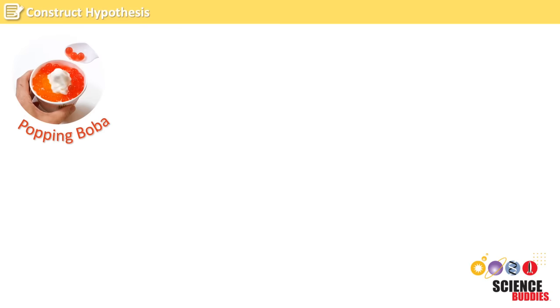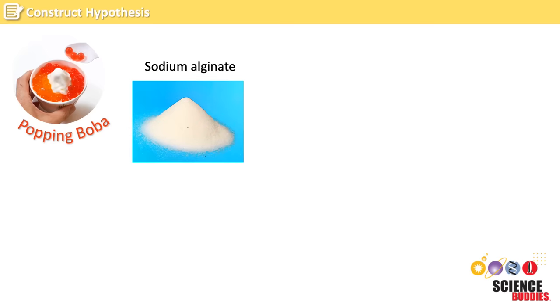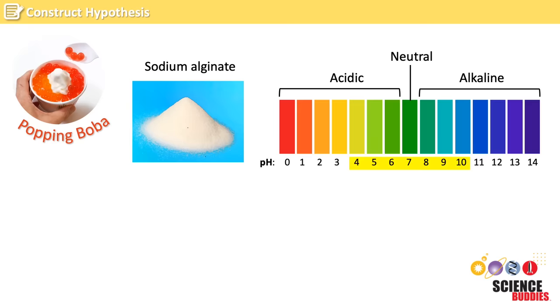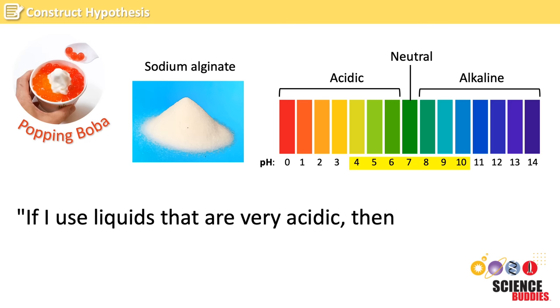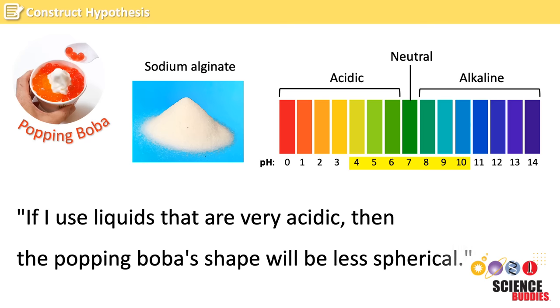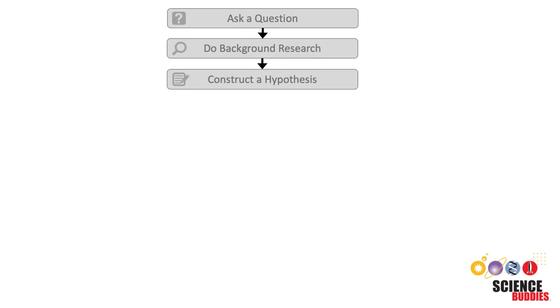For example, based on the background research we did for our popping boba project, we learned that sodium alginate, a key ingredient in some popping boba recipes, only thickens in environments that are not too acidic. Thinking about how this might affect our popping boba, we might come up with a hypothesis that says, if I use liquids that are very acidic, then the popping boba's shape will be less spherical. Once we have made our hypothesis, we will test it by designing and carrying out an experiment.